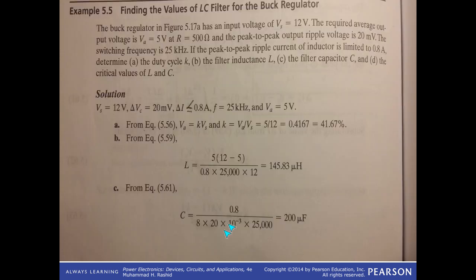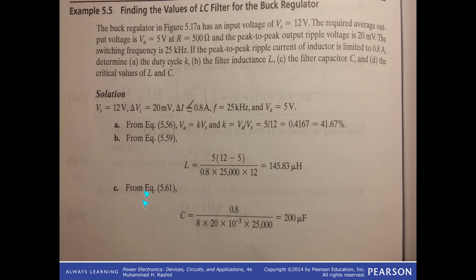Substituting the values: 12 volt input, 5 volt output, 12 volt input here, then 0.8 is delta I, then frequency 25,000. From here inductance is obtained: 145.8 microhenry.